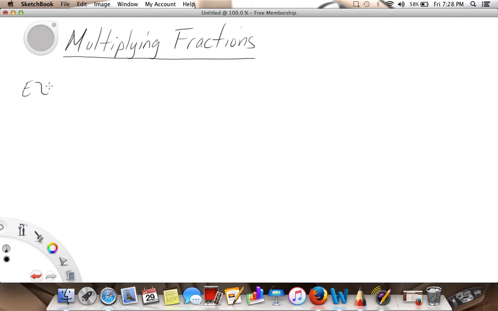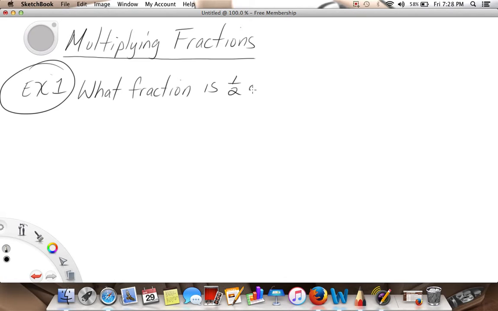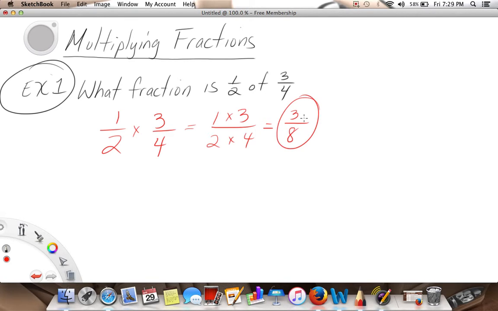So when you're multiplying fractions, all you have to remember is multiply the numerator times the numerator. So it says, what fraction is 1/2 of 3/4? So all it's asking you to do is say 1/2 times 3/4. And all you have to do is simply multiply the numerator times the numerator, or top times the top, and then the denominator times the denominator, which is the bottom times the bottom, and that's your answer.